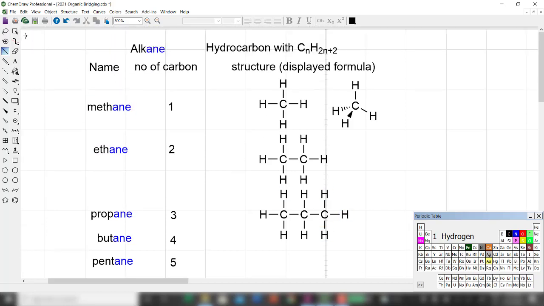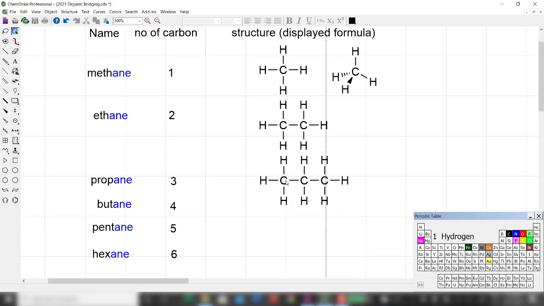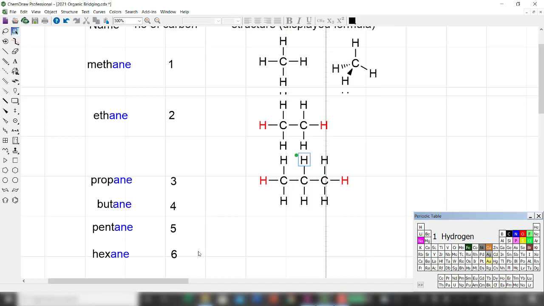I hope you also realize from the formula, why is it CnH2n+2? Why is there a plus 2? Because for every carbon in the middle, there will always be 2 H attached to it, except the ones at the 2 ends. The ones at the 2 ends have a so-called extra H. So we just number this extra H as plus 2. That's why it's CnH2n+2. So these are the extra H's.